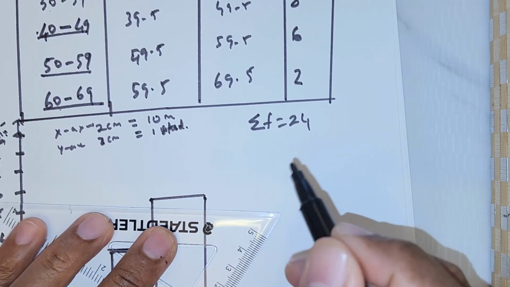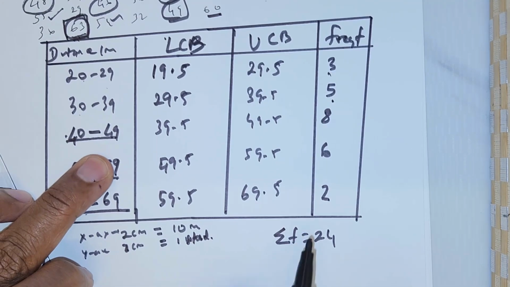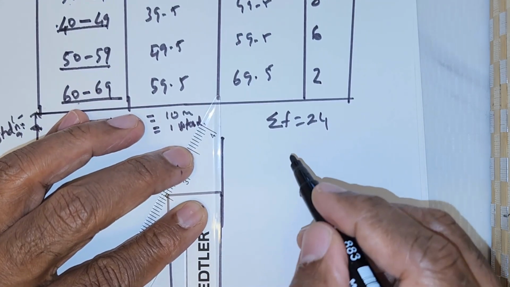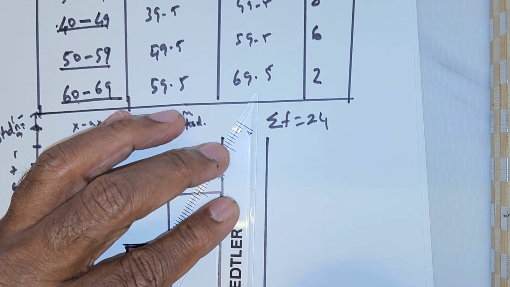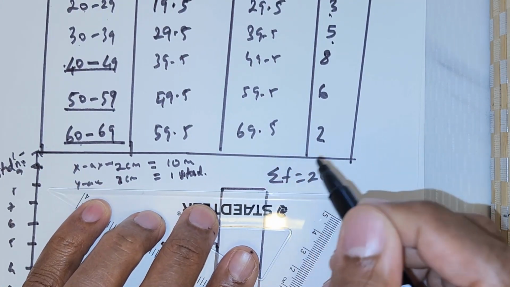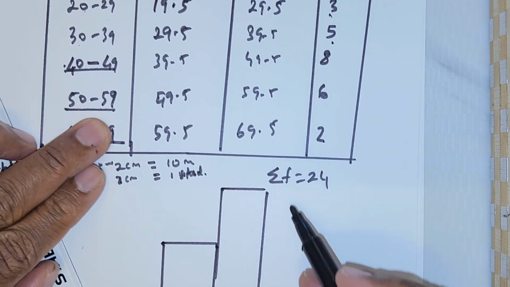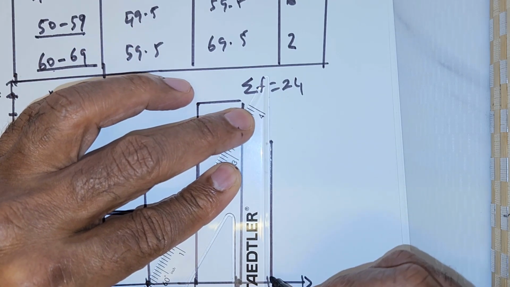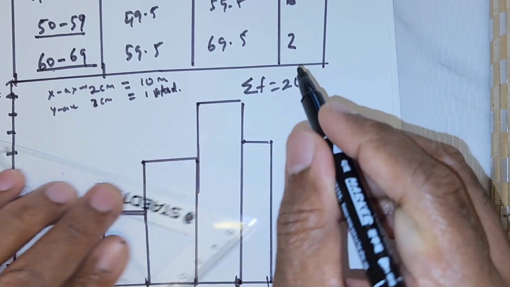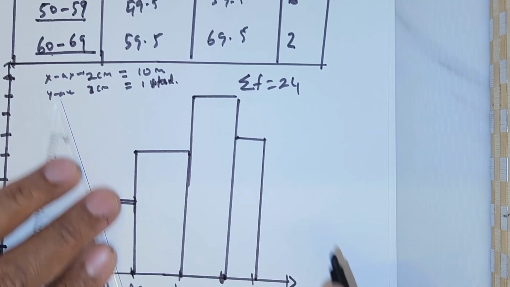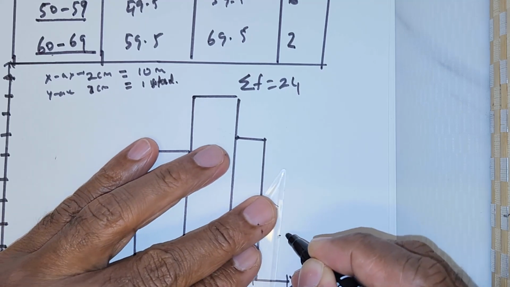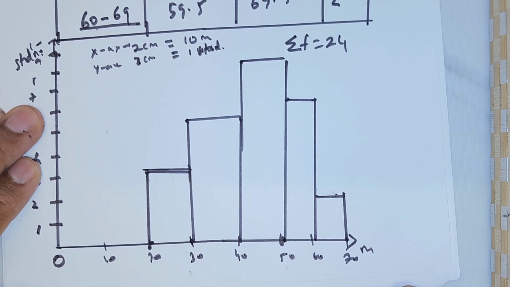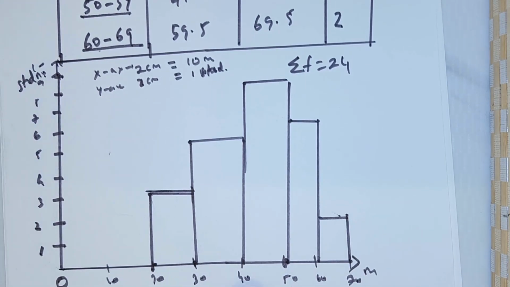So that is done. Between 40 and 50, how many students are there? So 7 and 8 between 40 and 50, right? 8 students. And then between 50 and 60, how many students are there? Between 50 and 60, you have 6 students. And between 60 and 70, how many students are there? 2 students. Between 60 and 70, you have 2 students. Okay, so that is the completion for this beautiful question. So the histogram is successfully completed.